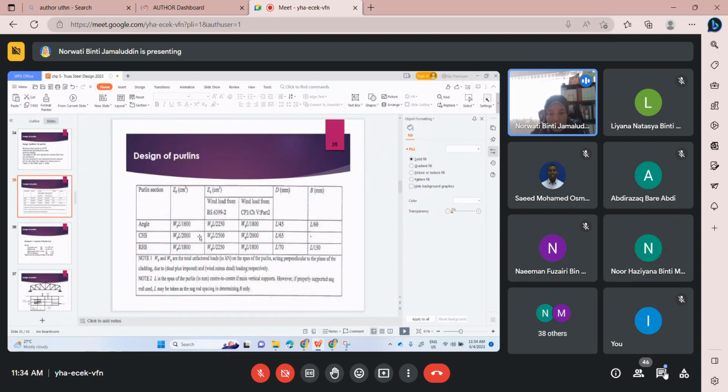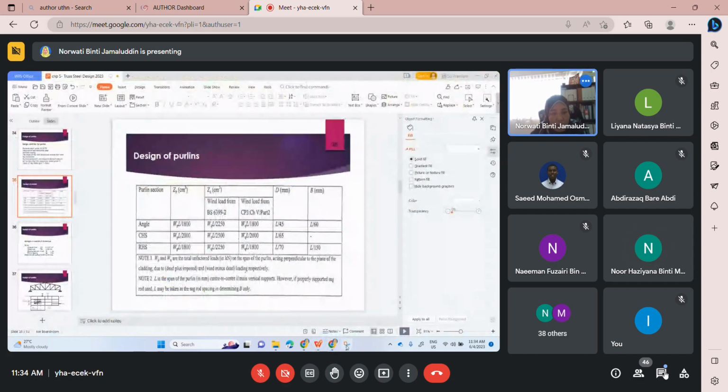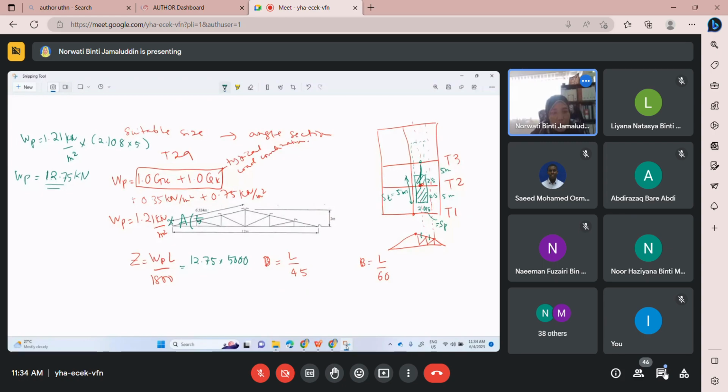Doktor, sorry to interrupt. The WP there should be 1.1, I think, not 1.2. WP 1.1.